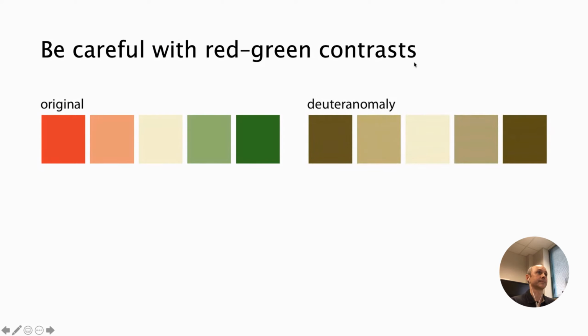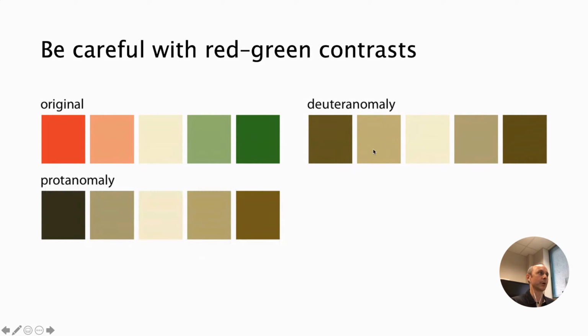So here is a simulation of the color scale on the left for somebody that has difficulty seeing red-green color contrast. Let me pull up, there are actually 2 different ways in which you can be red-green colorblind. You can either have a deficiency in seeing red colors or a deficiency in seeing green colors.